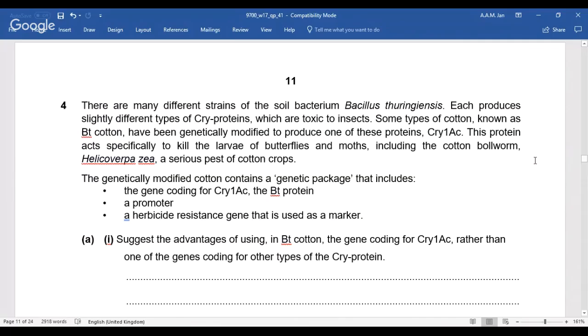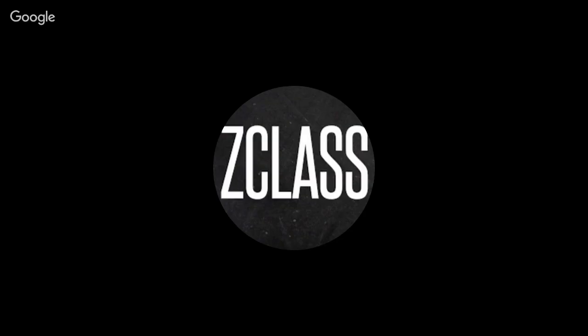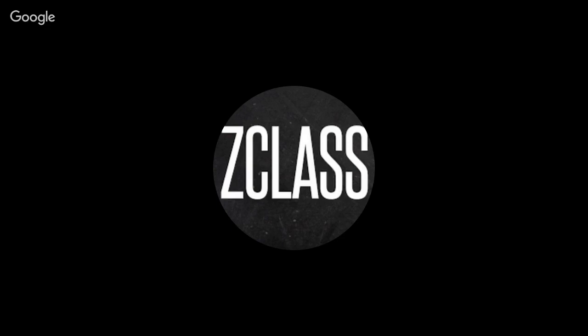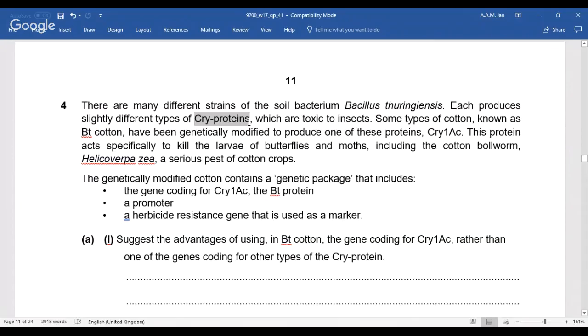Okay. So now we're talking about soil bacterium, the proteins they produce, and we're looking at insecticide proteins, right? The insecticide proteins kill insects, and this question is looking at cotton that can be genetically modified to produce this insecticide.